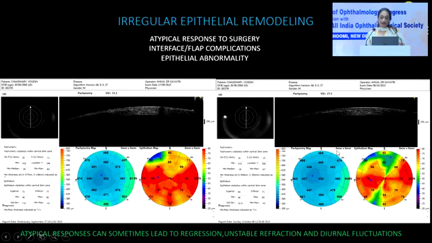Irregular epithelial remodeling can sometimes be seen as an atypical response to surgery due to some interface or flap complications or due to epithelial abnormality. And these atypical responses can sometimes lead to regression, unstable refraction, and diurnal fluctuations in the vision.